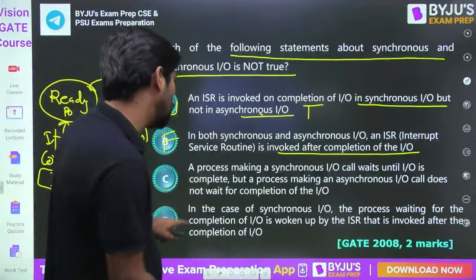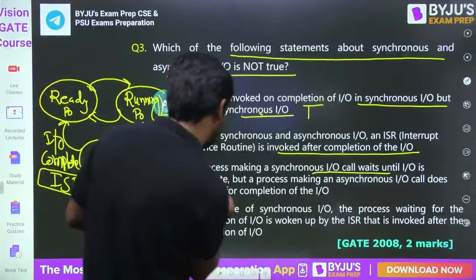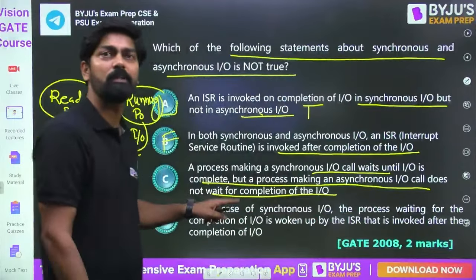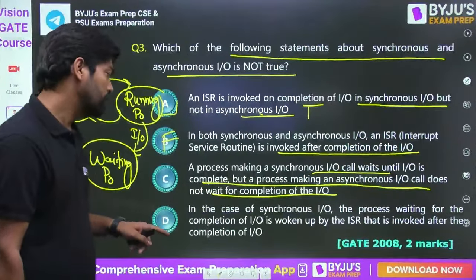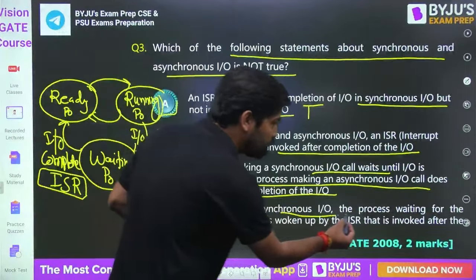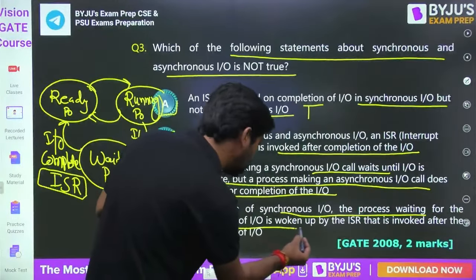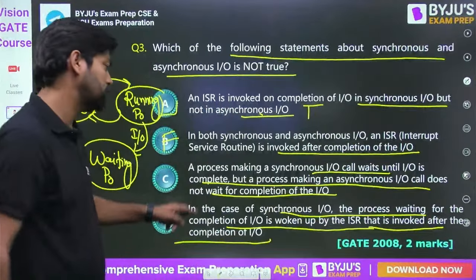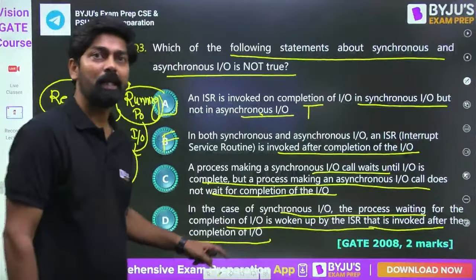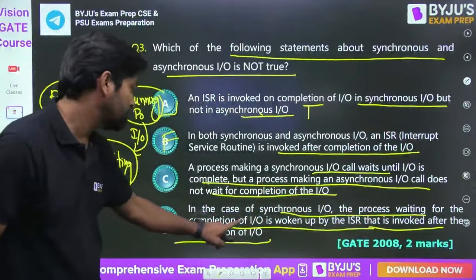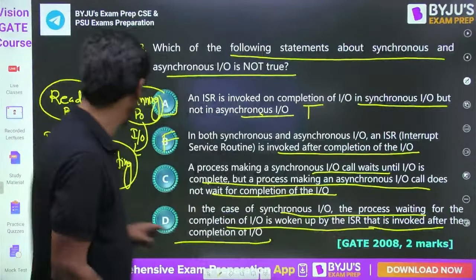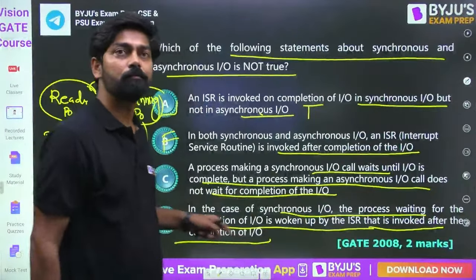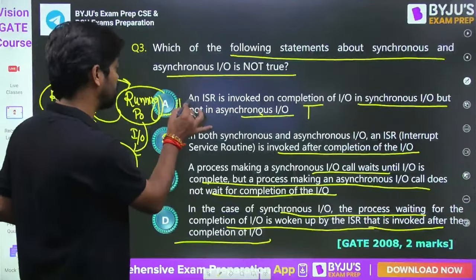If you see the third one, a process making a synchronous IO call waits until the IO is complete, but a process making an asynchronous IO call does not wait for completion of the IO. Yes, it does not wait for the completion of the IO. I told you very clearly. In the case of synchronous IO, the process waiting for the completion of the IO is woken up by the ISR that is invoked after the completion of the IO. Yes, this is also right. That is true.